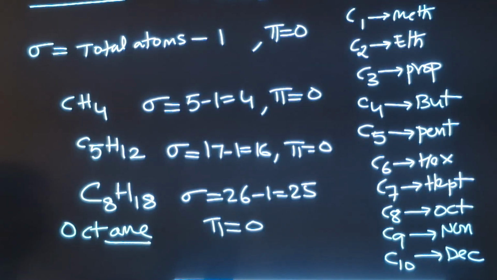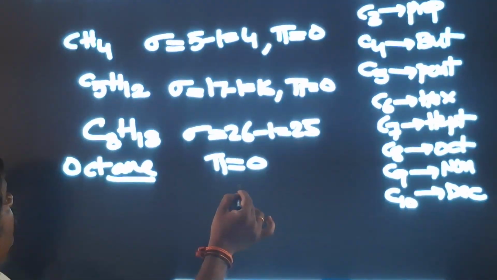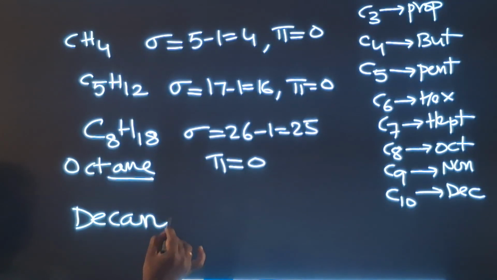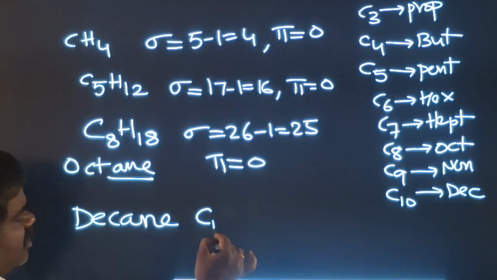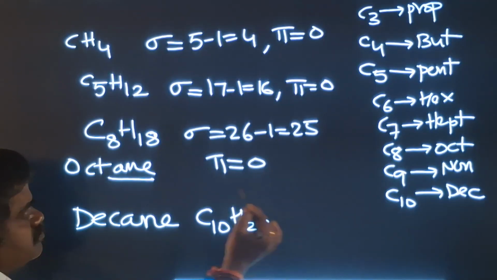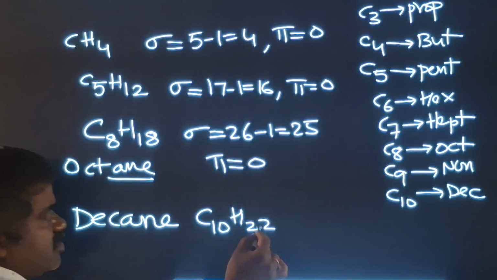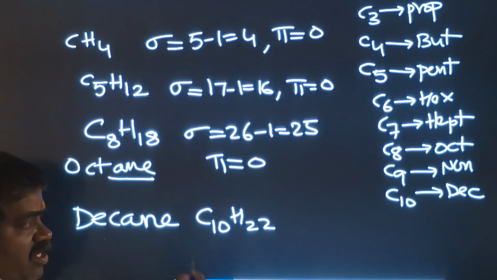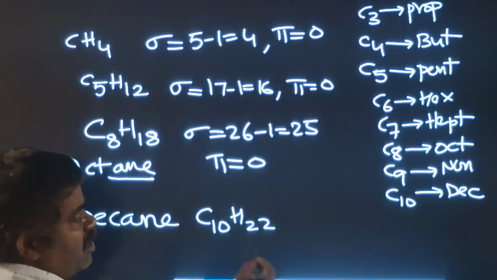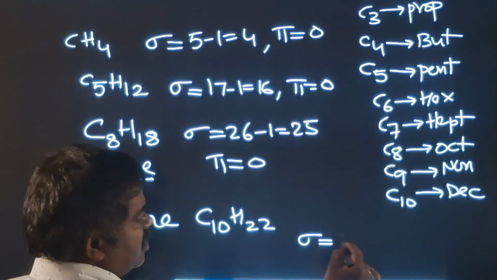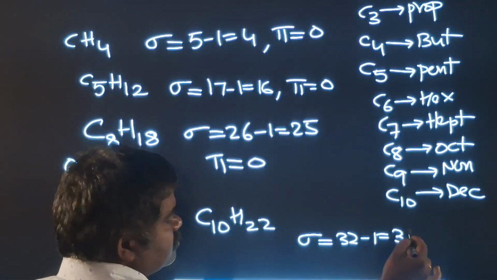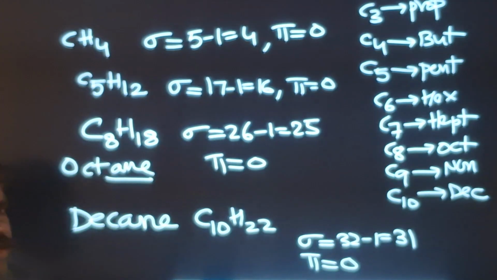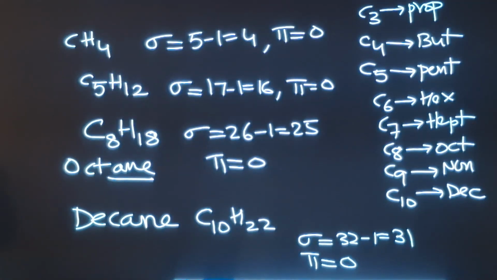And take one last example. How many sigma and pi bonds are present in decane? Decane. What is the formula of decane? C10H22. Double of 10 is 20. 20 plus 2, 22. It satisfies the alkane formula. Then sigma bonds is 32 minus 1, 31. Pi bonds 0 because it satisfies the alkane formula. See, C10 means decane. Understood?